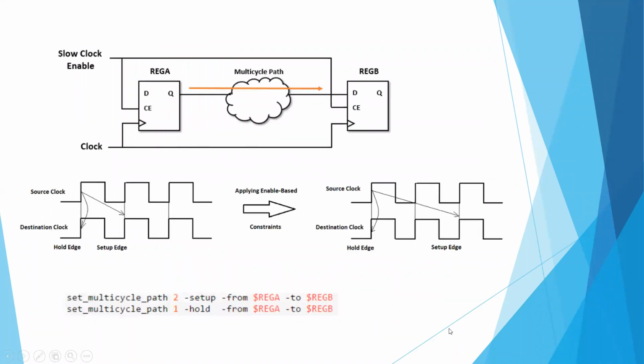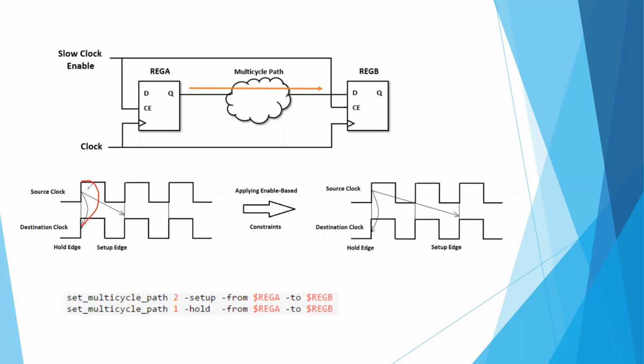So the same previous figure I have taken here. You can see register A, register B. Between these two, we have a multi-cycle path. So in general, the source clock is there. The destination clock, the hold edge is the same. There is no change in the hold edge.